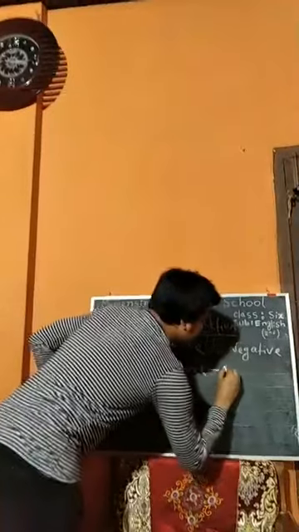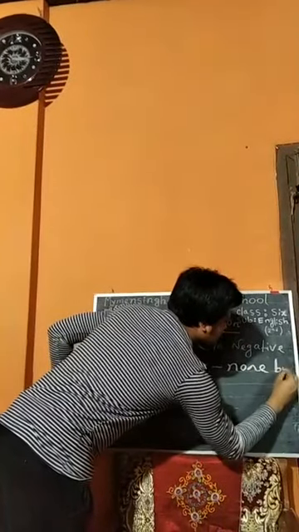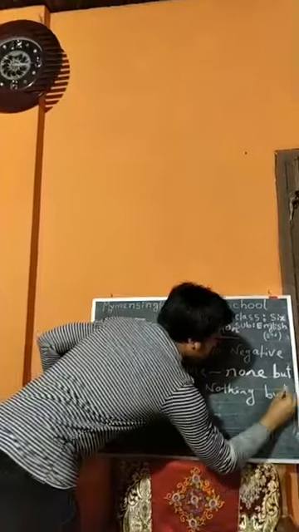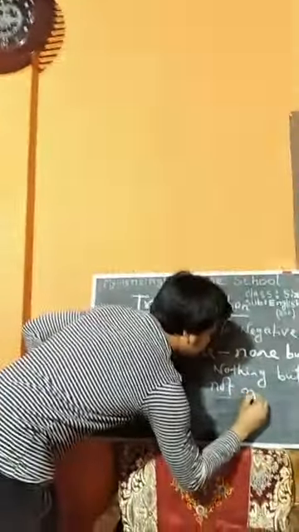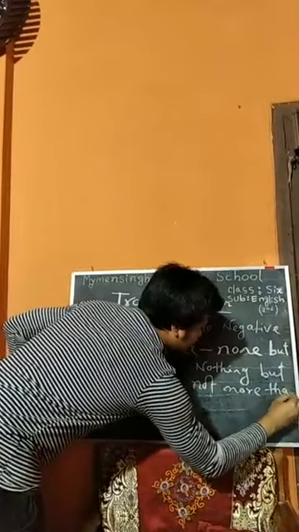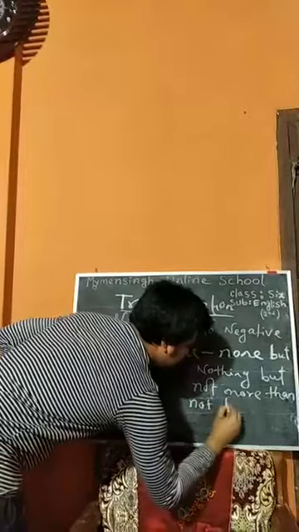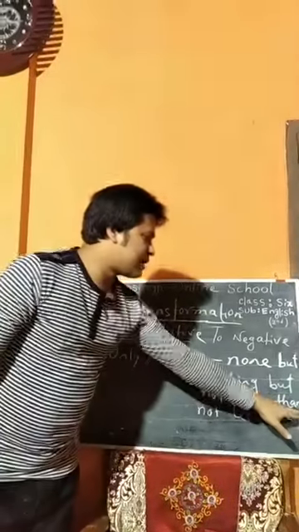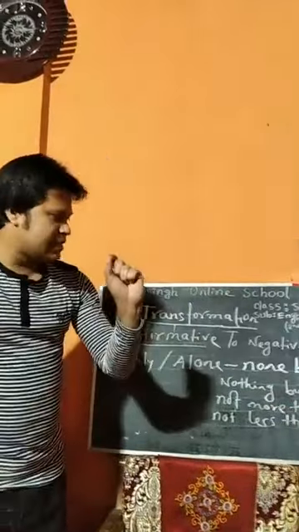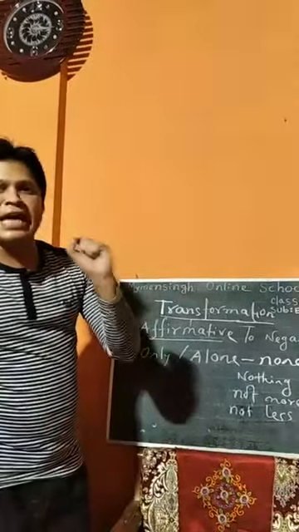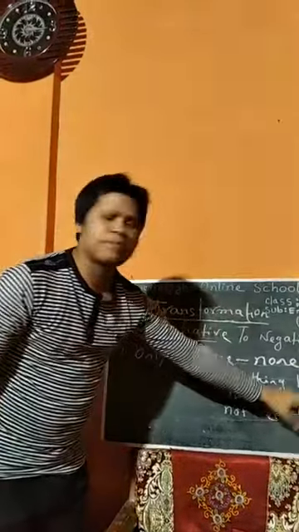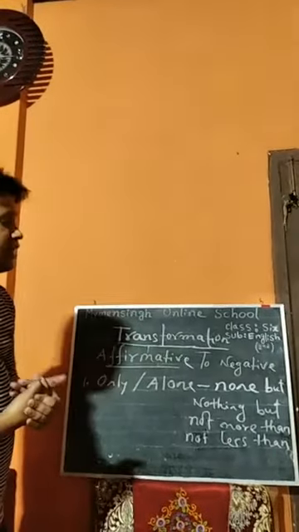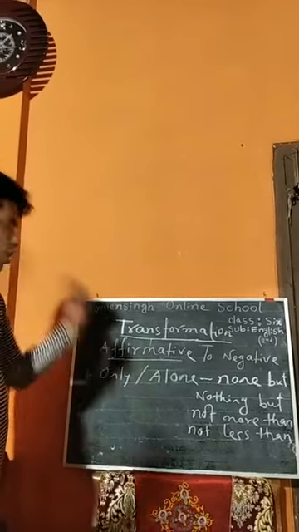Like, none but, nothing but, not more than, not less than. Here you have to remember that this is than, not then. There is an explanation for why it is than and not then. I'll explain it next time.